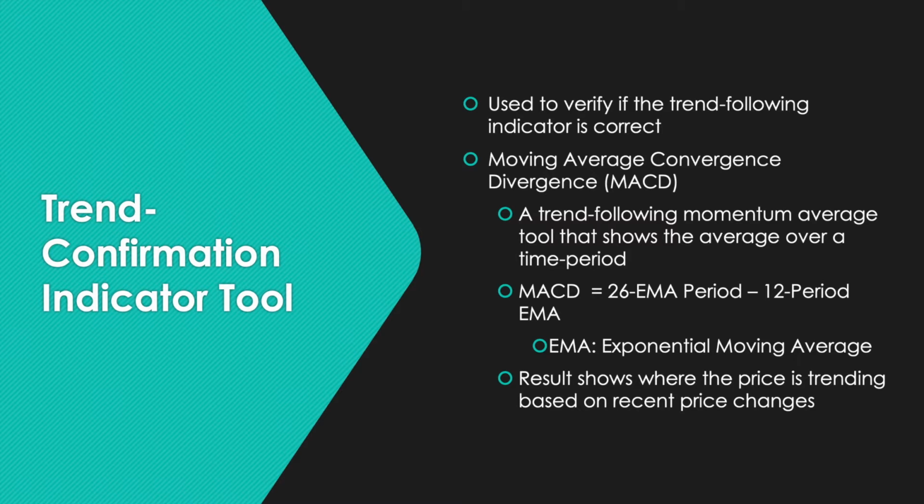So the MACD is calculated using the exponential moving average, or the EMA. The exponential moving average is similar to the simple moving average. However, the EMA is more focused on the recent price changes, and you'll see the line change accordingly. So the MACD is calculated using the difference between the 26 EMA period and the 12 EMA period. That gives you the MACD line.